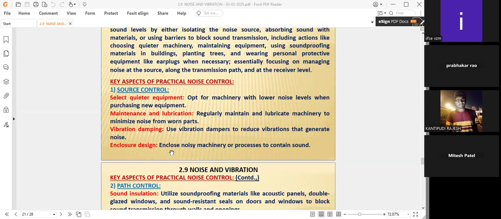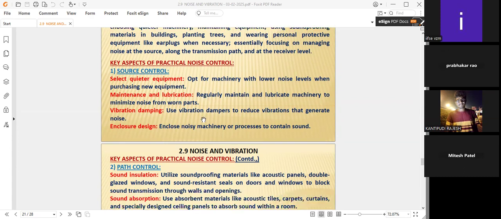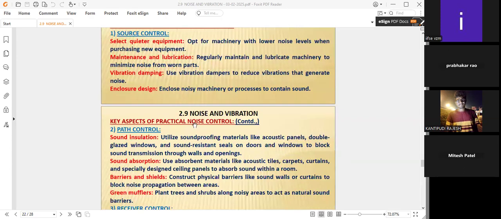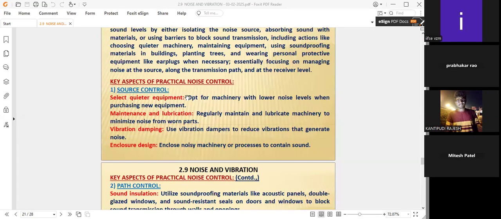Enclosure design also: enclosed noise emission process control. The turbine house has a very loud sound inside, but outside the turbine there is no sound, because inside you have some enclosure design. Absorption or reactive techniques are used in the construction itself, so the walls themselves have absorption materials taken care of while constructing the area. Okay, source will be controlled.